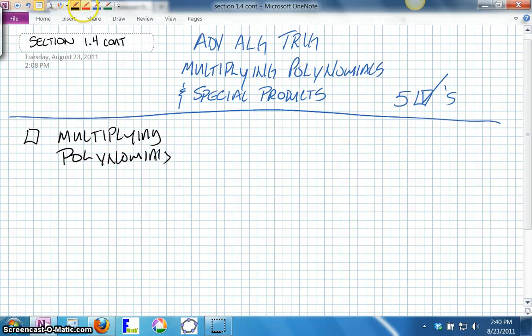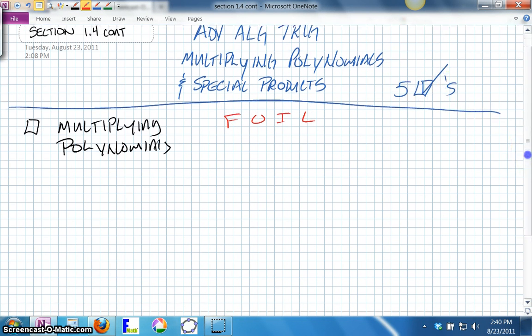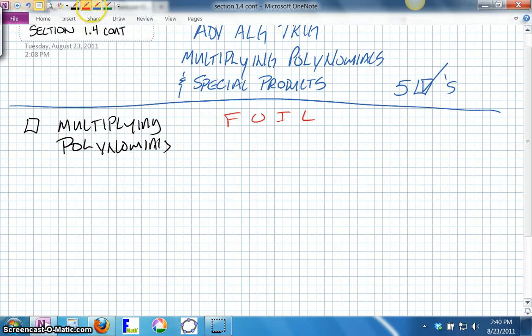Whenever you have two binomials, you can use a method called FOIL. Who has heard of the FOIL method before? Yes, most of us have, right? It stands for first, outer, inner, last. If you like FOIL, go ahead and use it if you want.